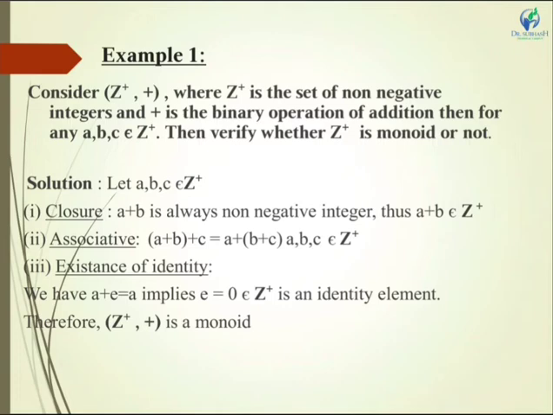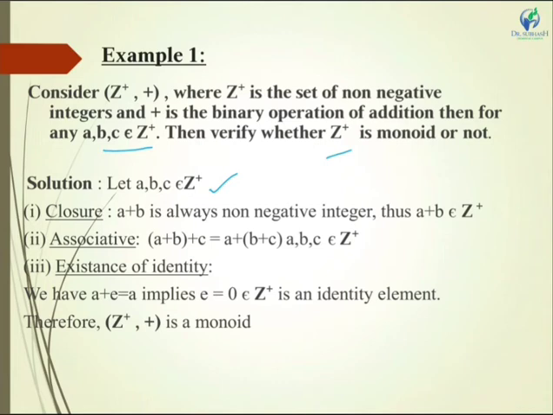Let us take one or two examples. Example 1. Consider (Z+, +), where Z+ is the set of non-negative integers and plus is the binary operation of addition. Then for a, b, c belongs to Z+, verify whether Z+ is a monoid or not. First we need to take three elements from Z+, that is a set of positive integers.